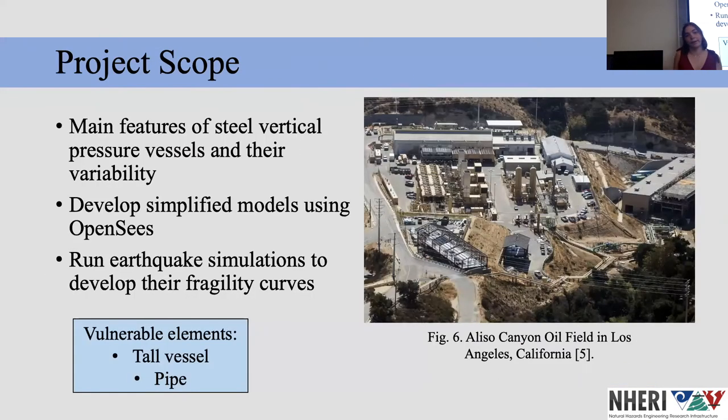And so I'll talk a little bit about my project scope. Essentially, my project looked at studying the main features of these steel vertical pressure vessels and their variability. I developed some applied models using OpenSees software, which is pretty much a finite element analysis software. It simulates the structural response of your systems. Eventually we'll head towards running earthquake simulations to develop the fragility curves. Here is a broad picture of the storage facility and the vulnerable elements. Again, what we're looking at is the tall vessels and the piping.